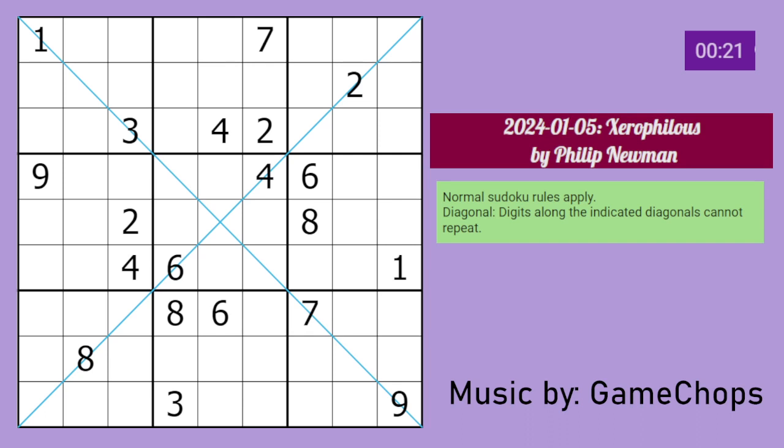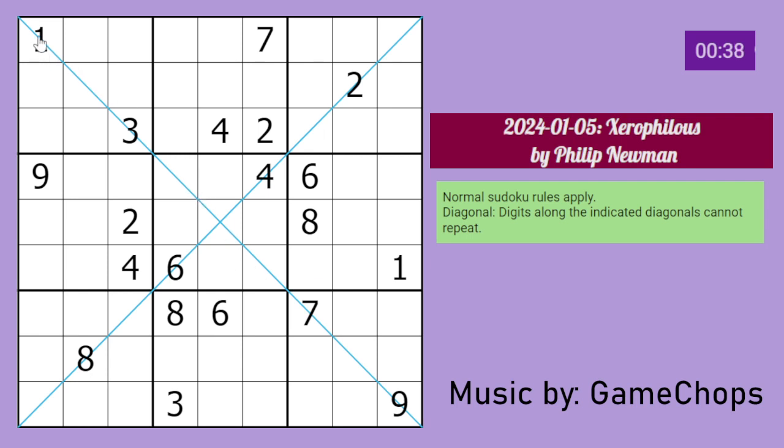Hello, this is the genuinely approachable Sudoku for the 5th of January 2024. It is Xerophilous by Philip Newman, and it is a Sudoku X. So let us go through the rules.